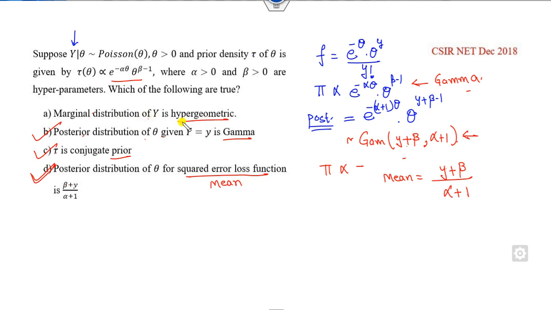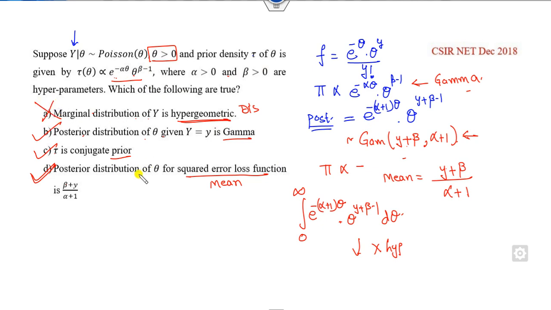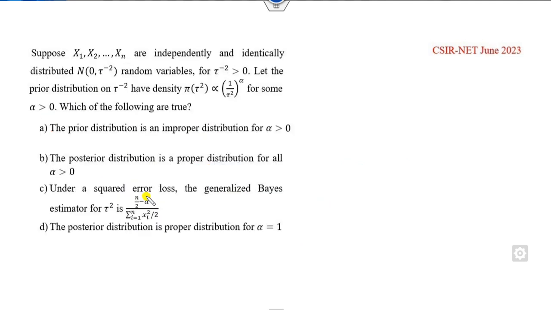Marginal distribution, hypergeometric, is my discrete distribution. What is the meaning of the marginal distribution? You have to integrate this with respect to theta. And what is the limit of that theta? You can see alpha and beta are greater than 0. Theta is from 0 to infinity, and definitely it is not hypergeometric. Hypergeometric is a discrete distribution, but here it is a continuous one. So the right answers are only B, C and D.